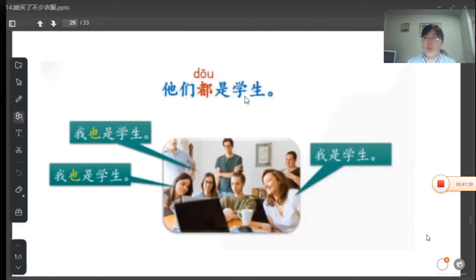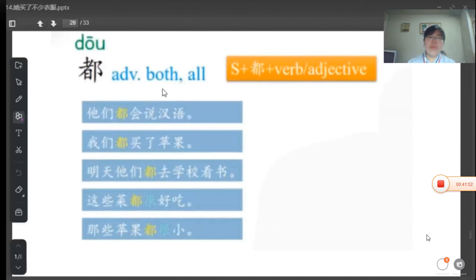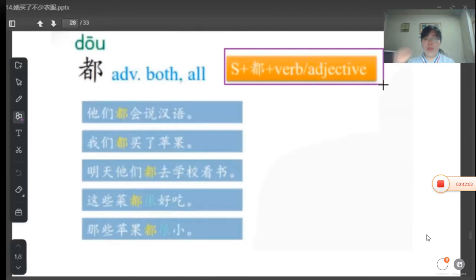都 means both or all. It's an adverb. How to use it? Subject plus 都 plus verb or adjective. 他们都会说汉语。They all can speak Chinese. 我们都买了苹果。We all bought apples. 明天他们都去学校看书。明天 is the time word tomorrow. They all go to school to read books.